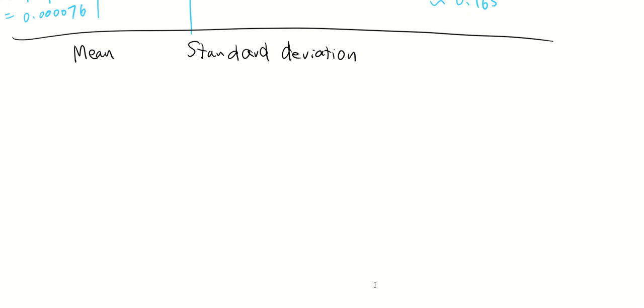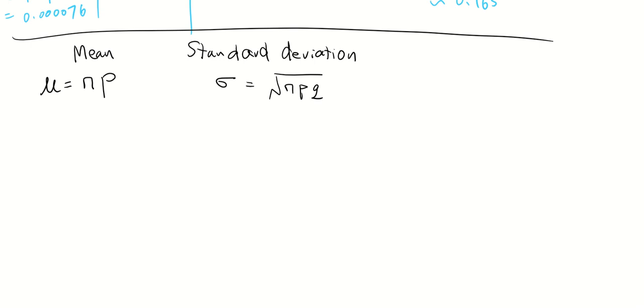Next, I want to talk about the mean and standard deviation of a binomial probability distribution. So there's a formula. The mean of a binomial probability distribution is n times p. p is the probability of success. The standard deviation, sigma, is equal to the square root of n times p times q, where n is the number of trials, or your sample size, p is the probability of success, and q is the probability of failure.